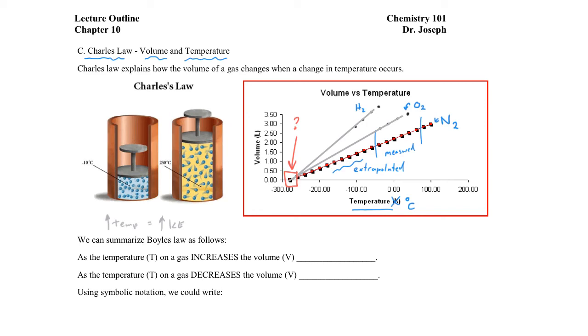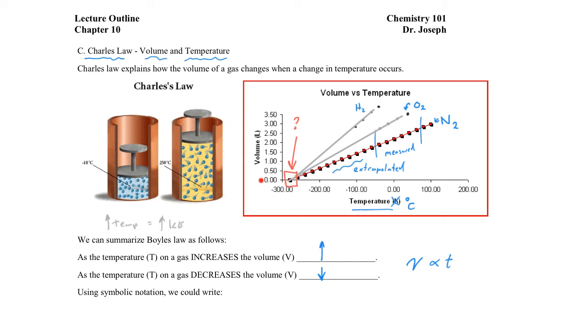To understand that significance, let's talk again about what this graph shows, what this data actually shows. It shows that as the temperature of a gas increases, the volume also increases. And as the temperature on a gas decreases, the volume decreases. So what we're saying here is that volume and temperature are directly proportional to one another rather than inversely proportional to one another. If one goes up, the other goes up. If one goes down, the other goes down. Now, what does that say about this position, this x-intercept point that I have drawn here?